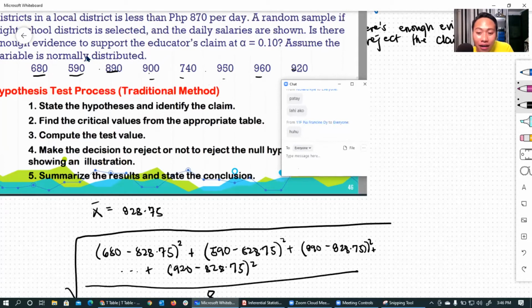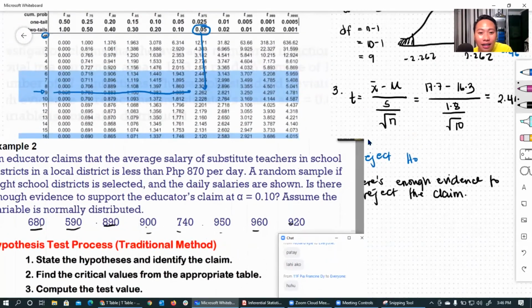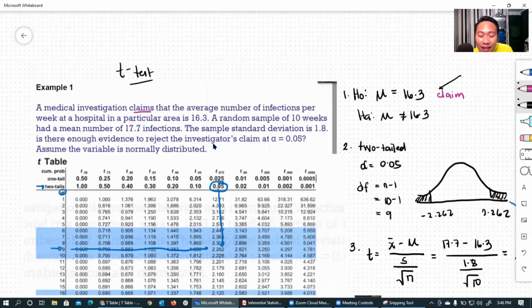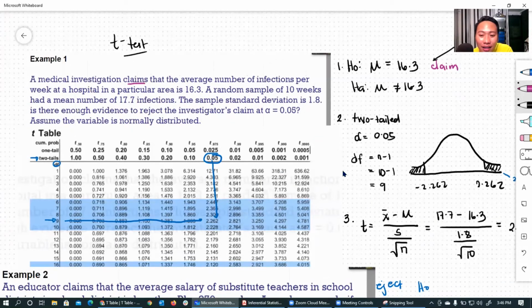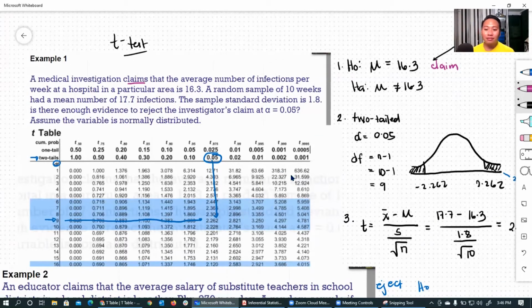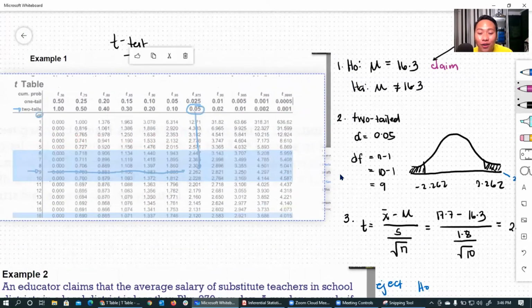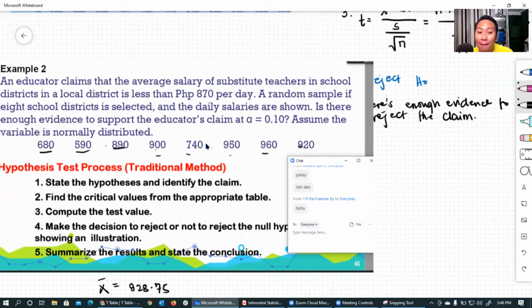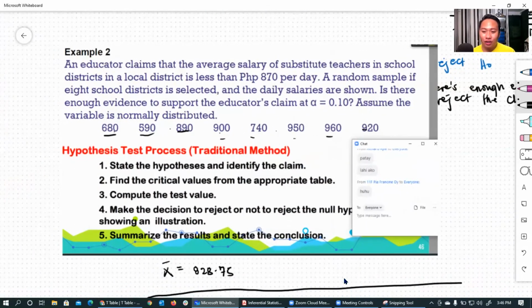The previous one, sir, which one? This one? Okay, the sample standard deviation was already given there, but in this problem, we don't have the sample standard deviation yet. So, got it? Very good, very good.